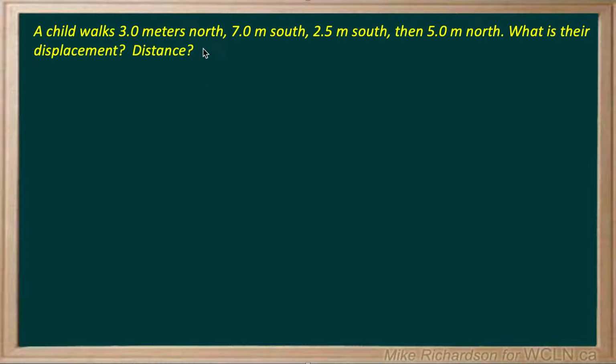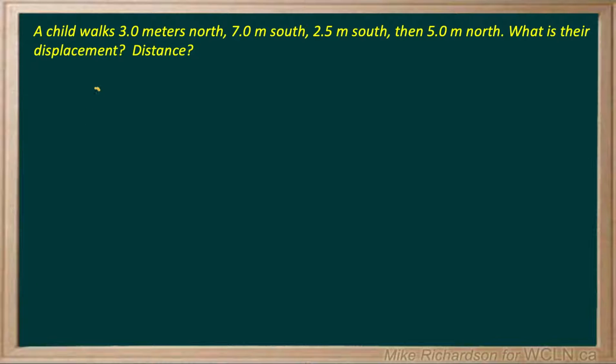Once again, if we look at this question, there are 4 distinct parts to it. The child walks 3 meters north, then 7 meters south, then 2.5 meters south, and then 5 meters north to end it. They want to know their final displacement and final distance. Since distance is a scalar, let's start with that one.